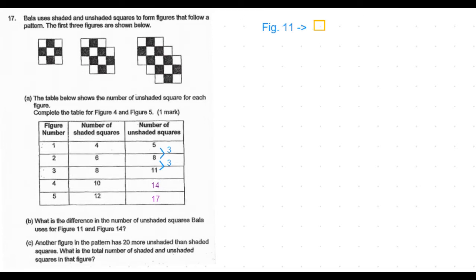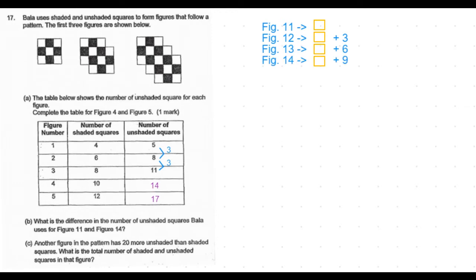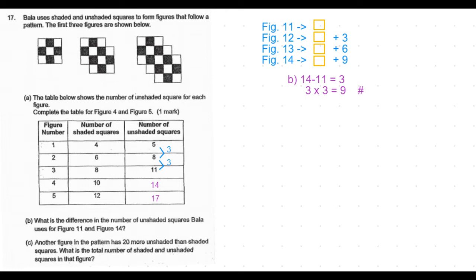Part B, what is the difference in the number of unshaded squares Bala uses for figure 11 and figure 14? So figure 11, assume, is just a box, some number of unshaded squares. Figure 12 is going to be the same number plus 3. Figure 13 would be the same number plus 6, and figure 14 would be the same number plus 9, which means the difference between figure 14 and figure 11 in the number of unshaded squares would be 9. It is basically 14 minus 11 is 3, 3 times 3 is 9. So that's the answer for part B of the question.